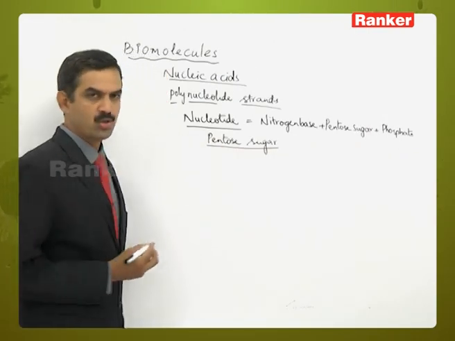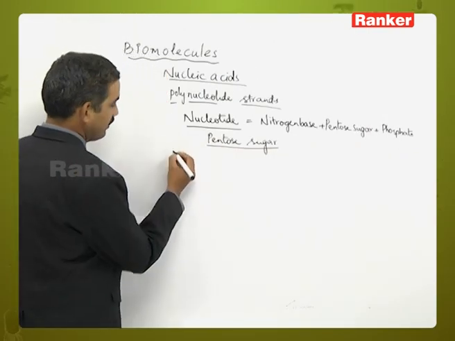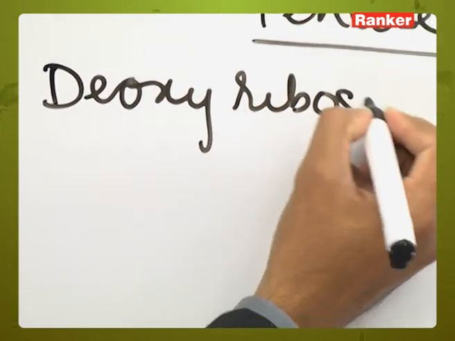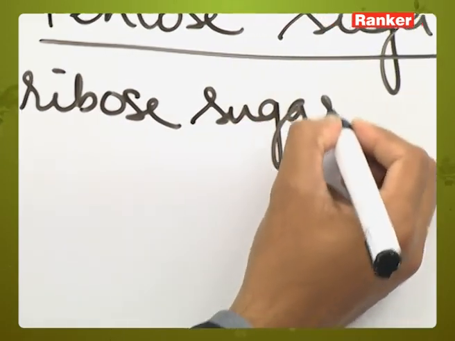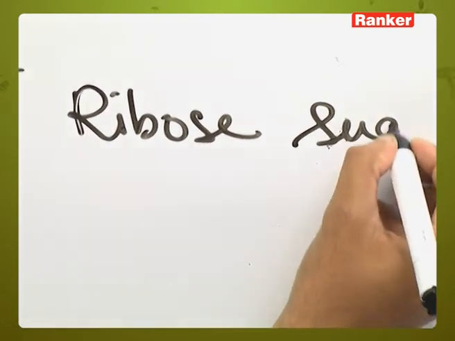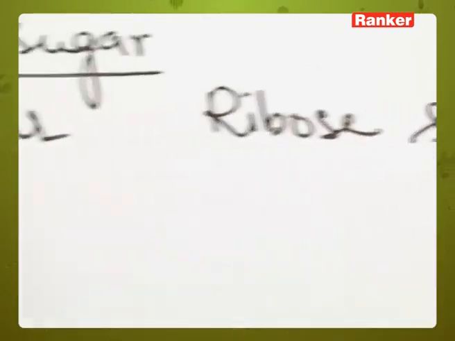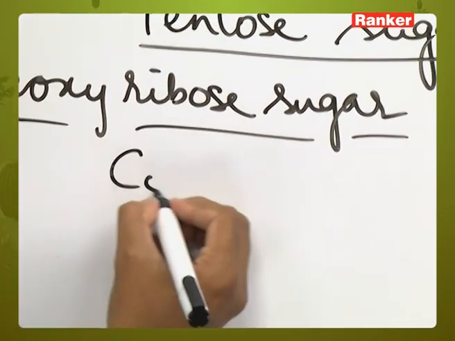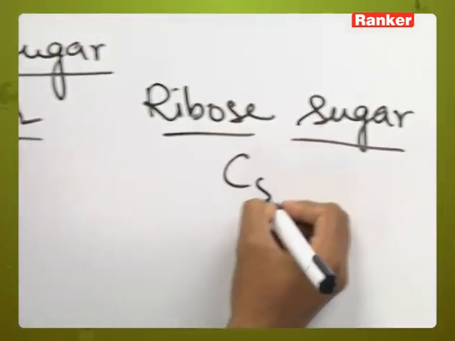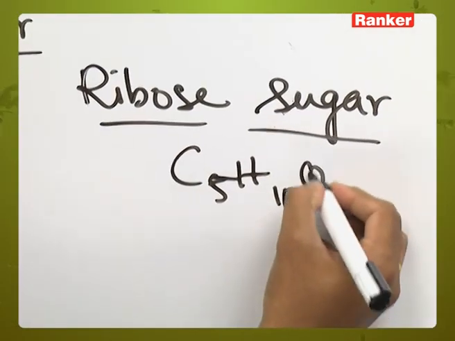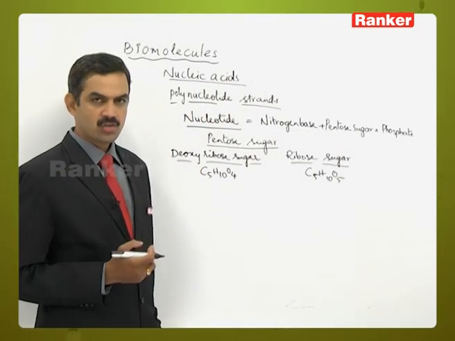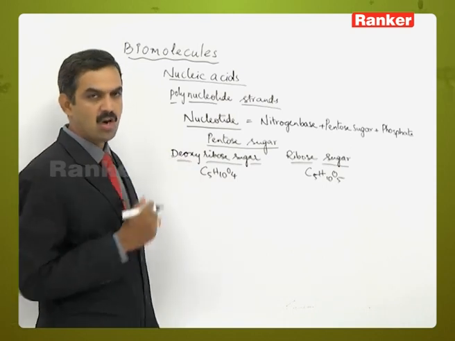So here two types of pentose sugars are there. Those are deoxyribose sugar and the other is ribose sugar. Deoxyribose is C5H10O4, whereas ribose sugar is C5H10O5. So there is one oxygen less in the deoxyribose; deoxy means one oxygen is less here.